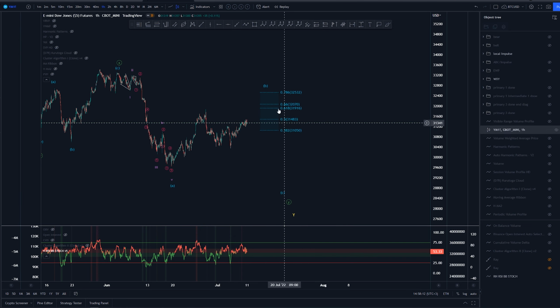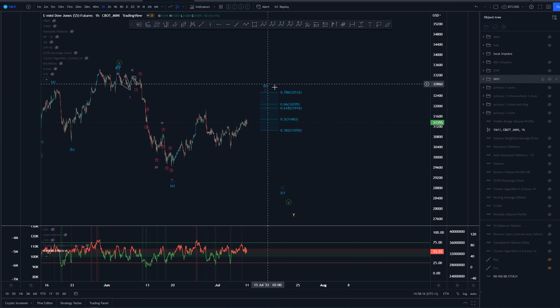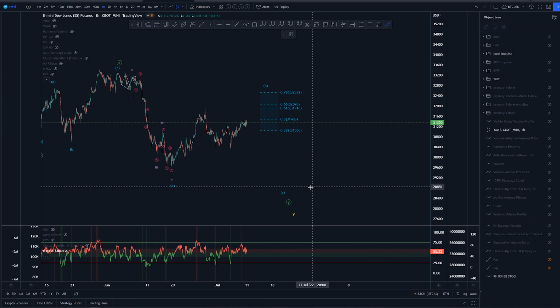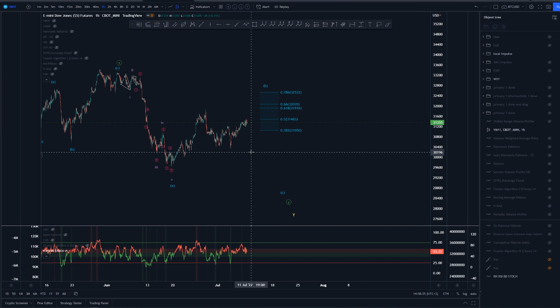We're going to be projecting the targets there for the C wave later, once we have pivoted the B wave. So again, there's no rush to look into the extension targets here before wave B is in.